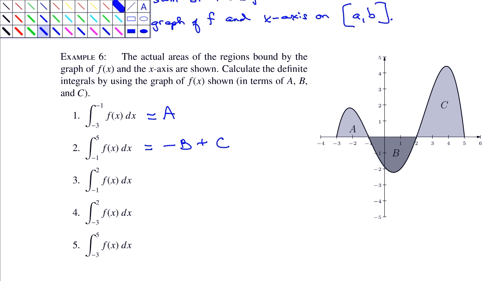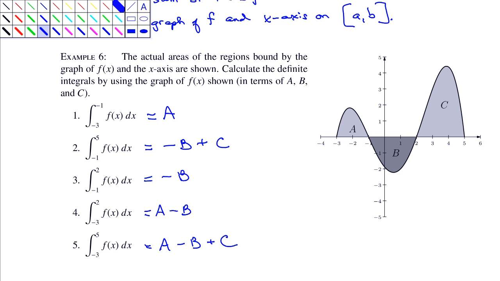Okay, so the integral from -1 to 2, that's B, that's below the x-axis, so that's -B. The integral from -3 to 2, A is above, but B is below, so that's A minus B. And then from -3 to 5, well, you're going to get it all, A, and then down below for B, plus C.